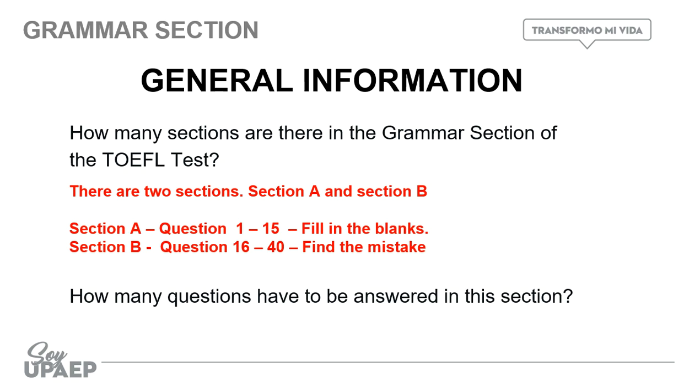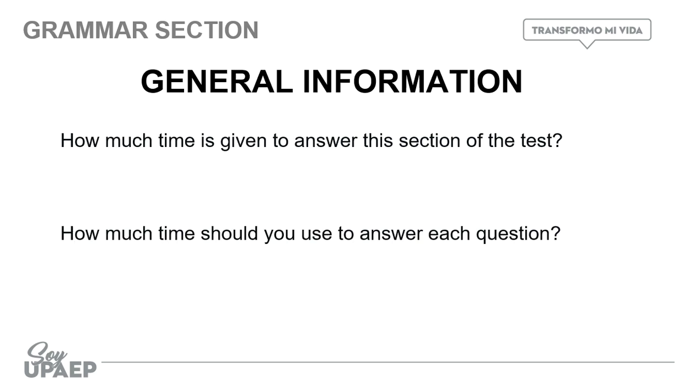How many questions have to be answered in this section? You have to answer 40 questions, and it is important that you really answer 40 questions in the time that is given. How much time is given to answer this section of the test? 25 minutes. As I previously said, it is important that you answer the 40 questions in 25 minutes. How much time should you use to answer each question? Approximately half a minute. As you don't have lots of time to answer each question, it is important that you try to answer as fast as you can and do your best.